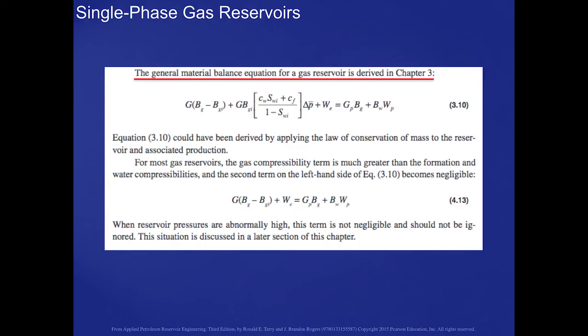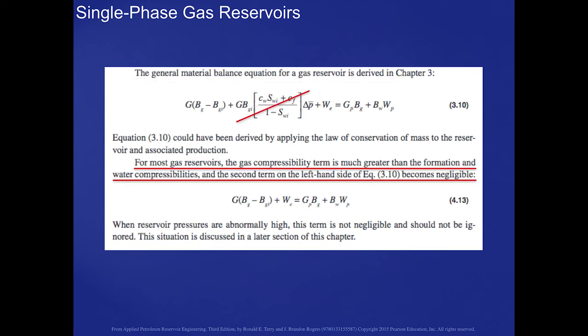Now let's look at calculating these same kinds of values, gas in place and recovery factors, using the material balance equation that we looked at in Chapter 3. The general material balance equation was derived for a gas reservoir in Chapter 3, and it's given here as equation 3.10. For most gas reservoirs, the gas compressibility term is much greater than the formation and water compressibilities. And so the second term in equation 3.10 becomes negligible, and the equation reduces to equation 4.13, as shown in this slide.